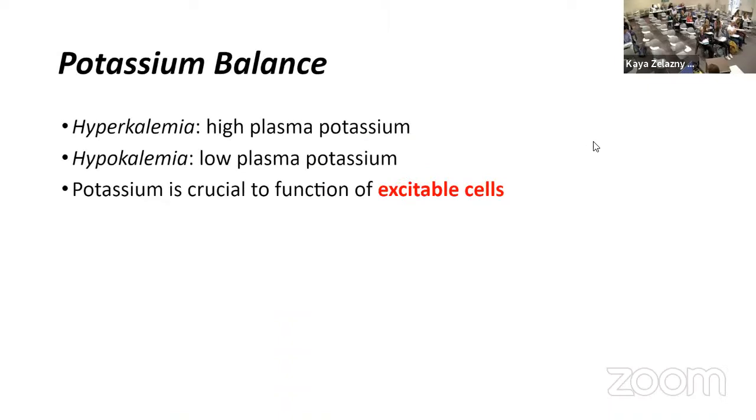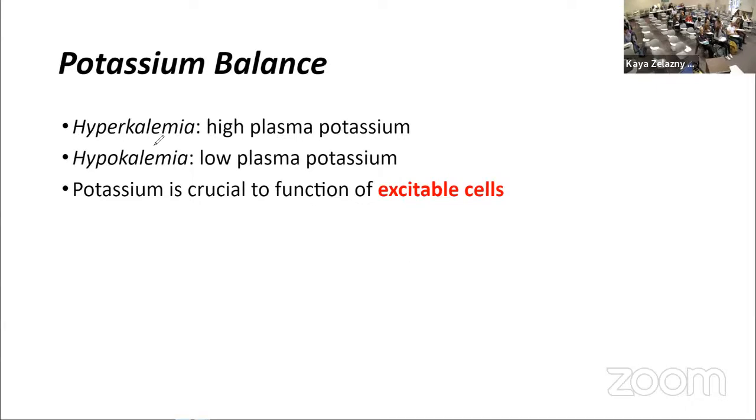So our final bit about solutes is about potassium. Okay. So just like we had words for high and low sodium, we have words for high and low potassium. Okay, so emia for blood. We got a K in the middle for the potassium because potassium is K plus. Okay, and then we have our hyper or hypo. So we have our high potassium in the blood, our hyperkalemia, right? So high plasma potassium, or our low plasma potassium, hypokalemia.